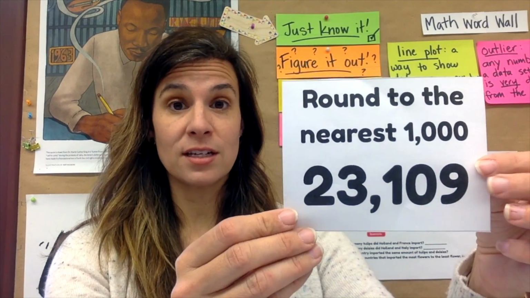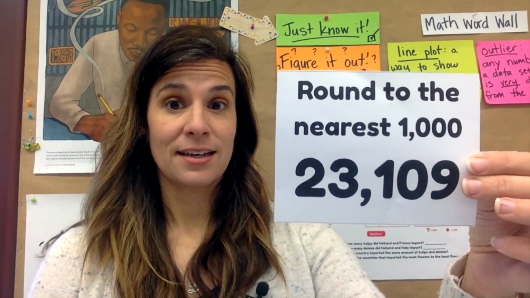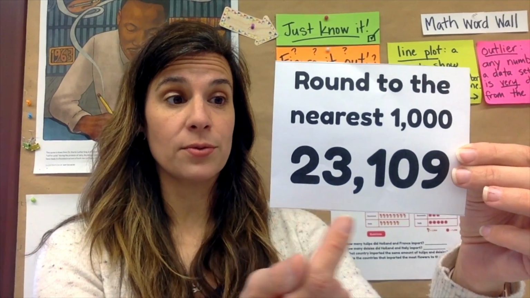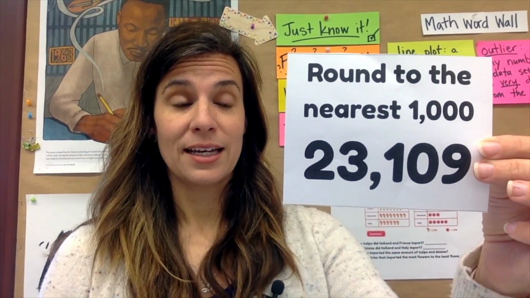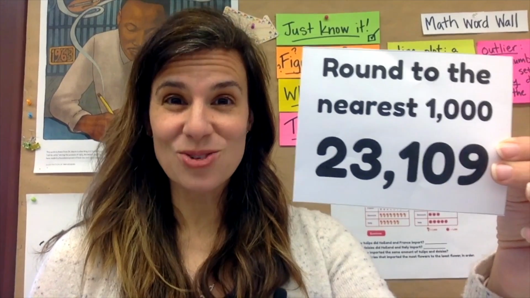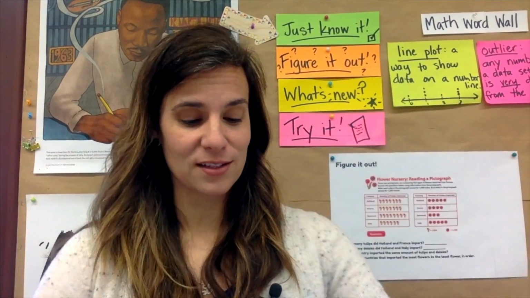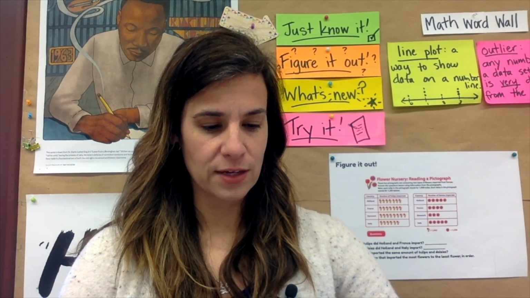Next one, round to the nearest 1,000. Okay, so we have 23,109. Yeah, we're going to keep it right there at 23,000 because that's 100 and that's closer to 23,000.